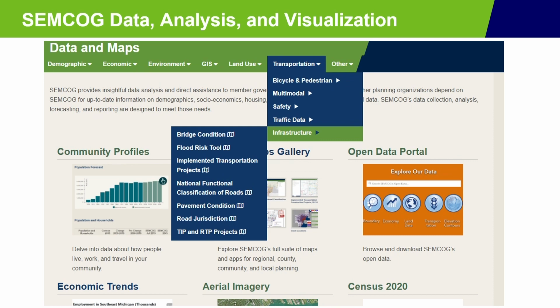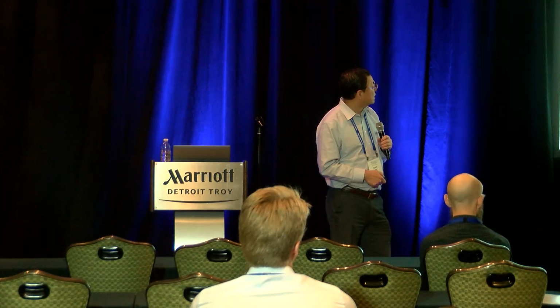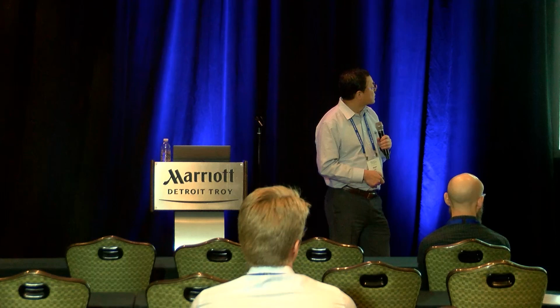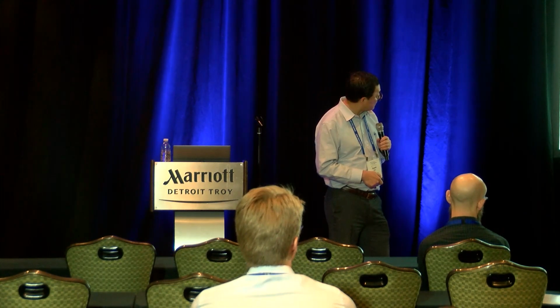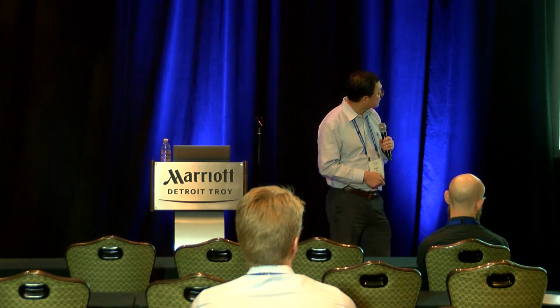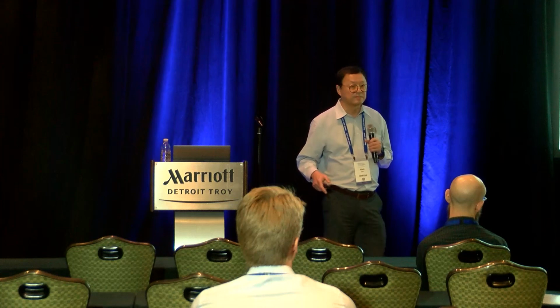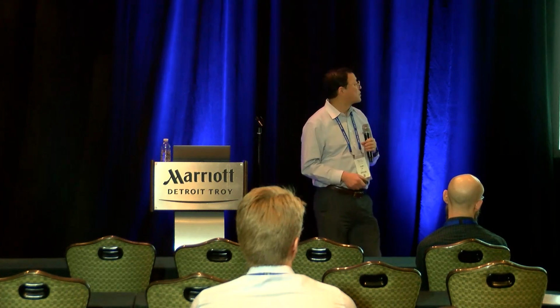Actually, every year this time when the weather becomes better, we go out to assess the pavement conditions in the region every year and collect information, data for planning purposes. Road jurisdiction, transportation implementation plan, and regional transportation plan projects. So those are the transportation infrastructure related projects.